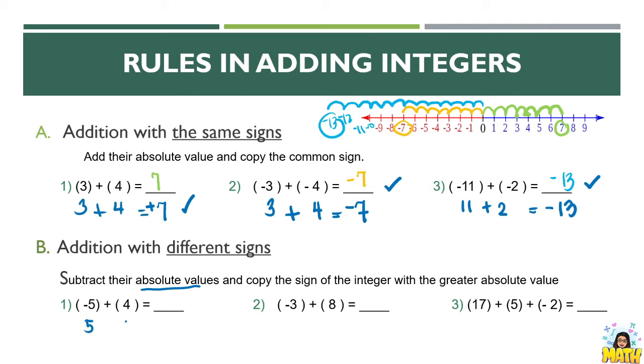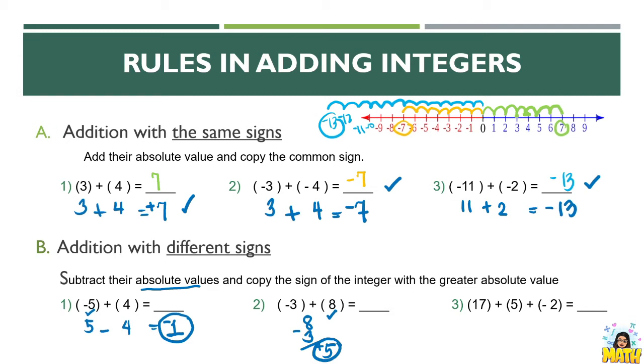So let's solve. So isubtract natin, absolute value of negative 5 is 5. This one is 4. Subtract that is 1. And then copy the sign of the integer with the greater absolute value. Alin dito ang may greater absolute value? That's negative 5. So the answer here is negative 1. Here, subtract the absolute value. So we'll have 8 and then 3. So subtract that the usual way. That is 5. And copy the sign of the higher absolute value. Alin dito ang may higher absolute value? That's 8, which is positive. So we have here positive 5.